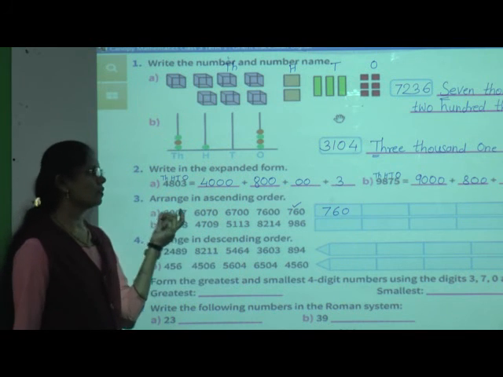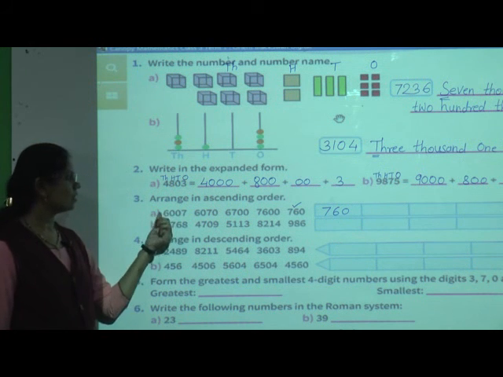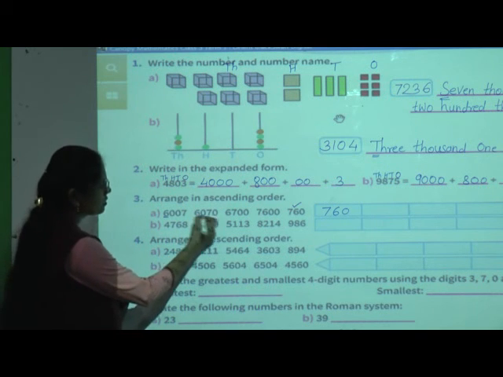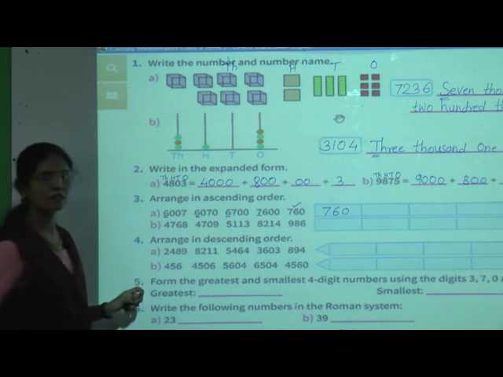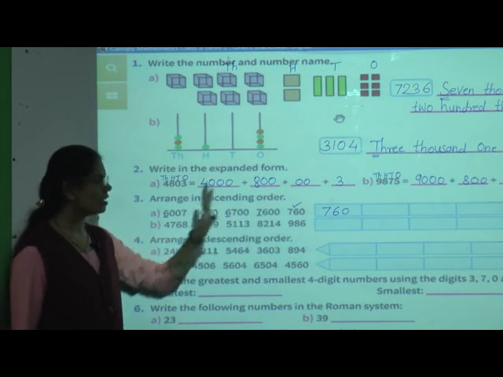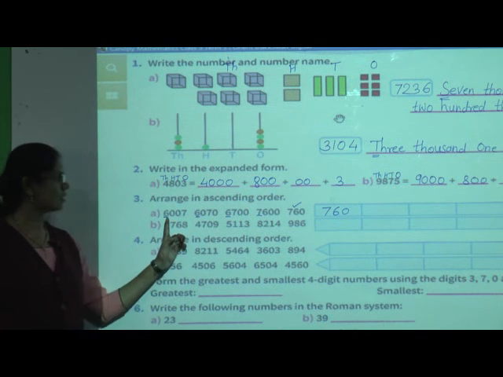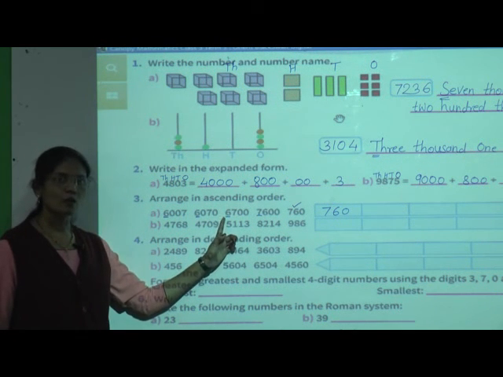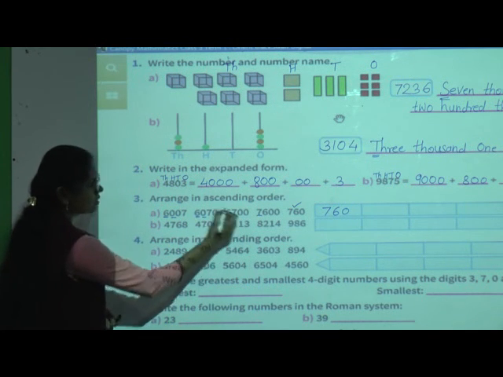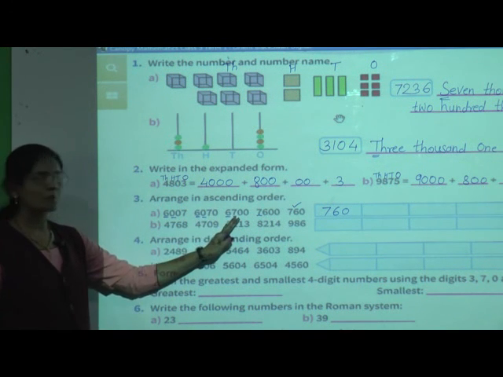Now we will see the remaining 4 numbers. See this first number 6007. We will see first the thousands place number. Here at thousands place 6 is there, here also 6, here also 6 and here 7. Means this is the greatest number. So we will write this number at the last. Now we will compare these 3 numbers. Here 6, here 6, here also 6. So what we will do? We will move to the next digit. Here 0 is there, here 0 is there, here 7 is there. 0, 0, 7. 7 is greater than 0. So this number will not come now.